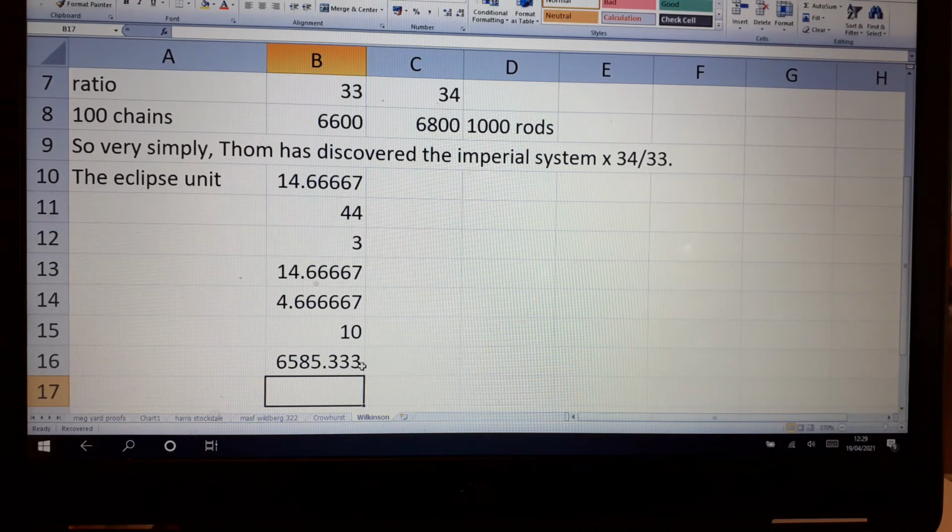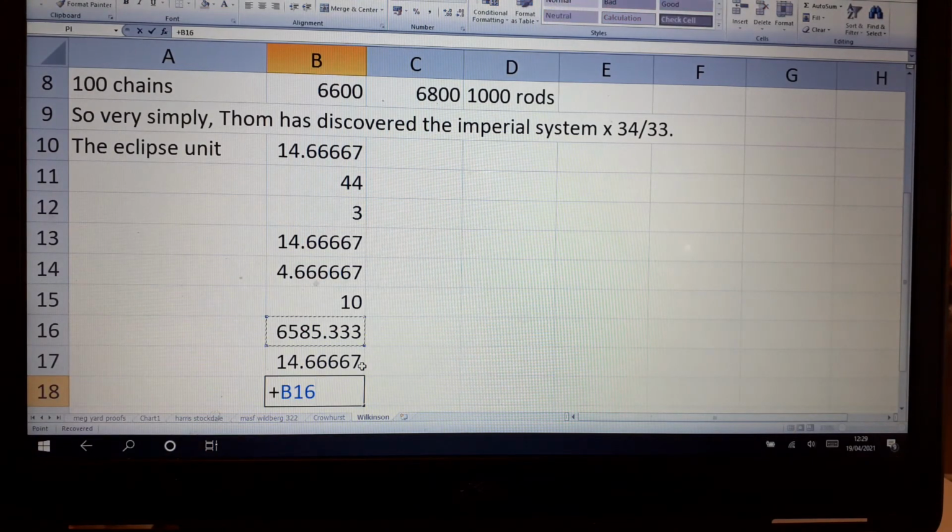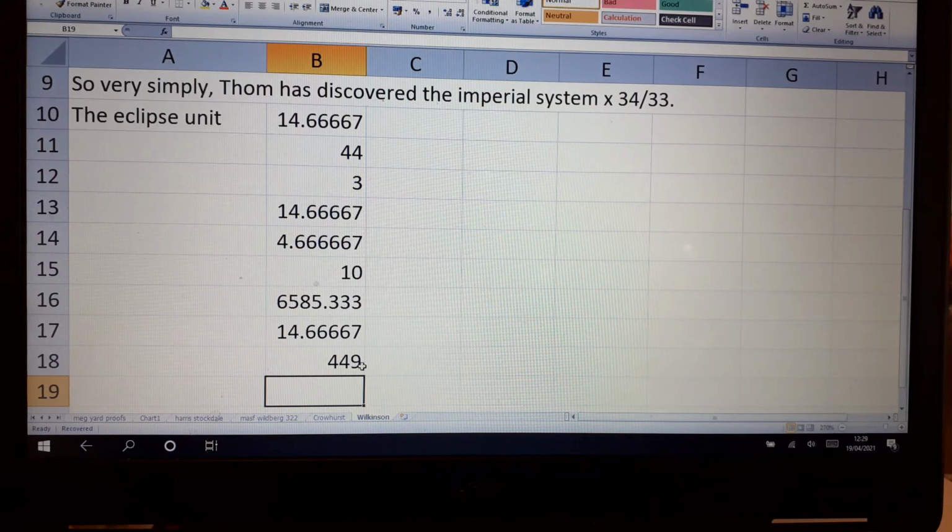So what we find is minus that, and we find that the Saros is 449 eclipse units, and they were using 450 to do their counting. They were using 6,600, and the English chain is 66 feet. It's the length of an English cricket pitch, and they were actually using that unit to predict eclipses. It sounds absolutely unbelievable, but that's what I've found.